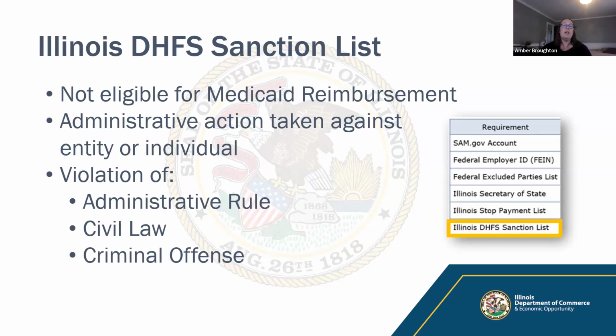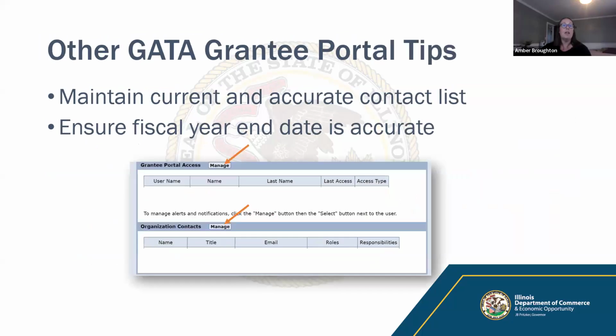You also cannot be on the Illinois Department of Healthcare and Family Services, or DHFS, sanction list. They have the authority to impose sanctions on entities and individuals. You're not eligible for Medicaid reimbursement. So if you find your entity on this list, you are not eligible for state of Illinois grants.